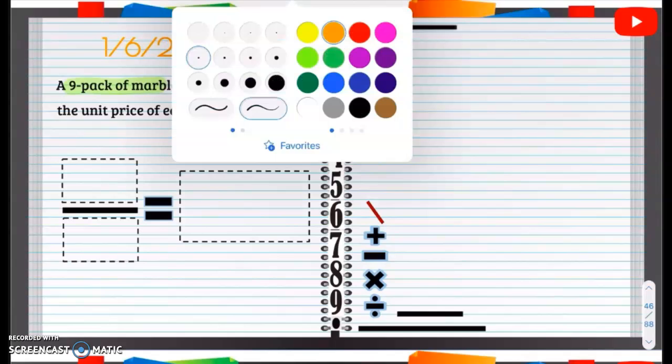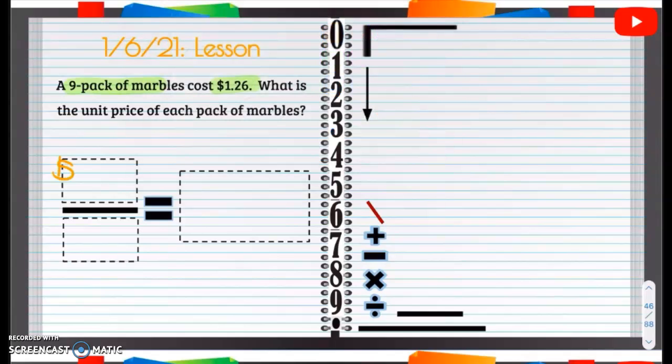What goes on top? Money on top. $1.26. And in our denominator, we have a 9-pack of marbles. So we'll do 9 marbles. All right, so guess what we're doing? Dividing.